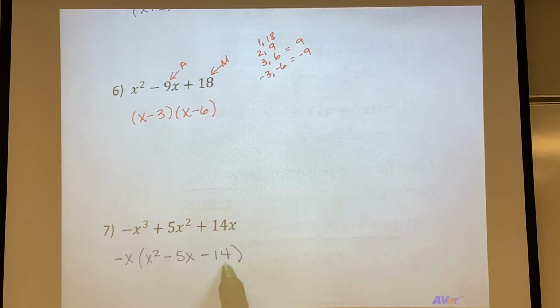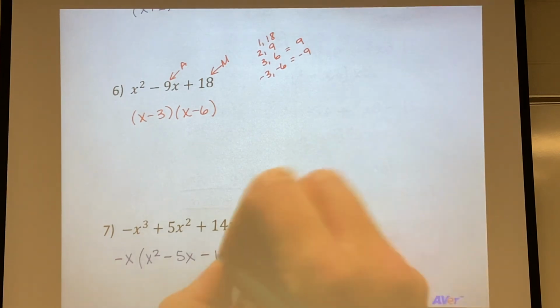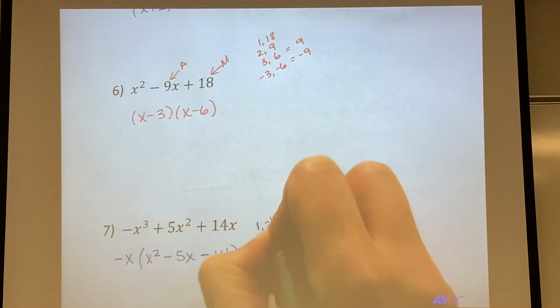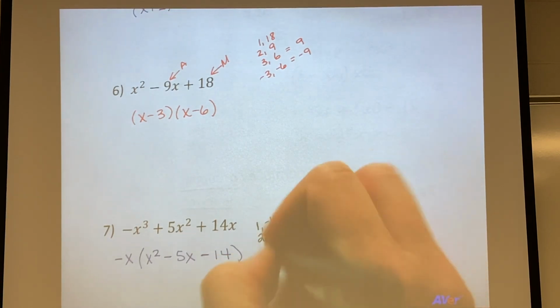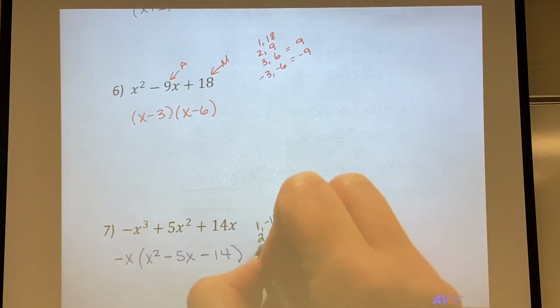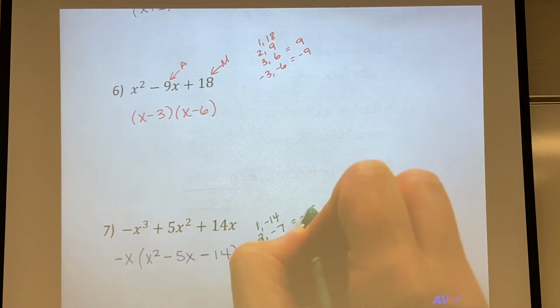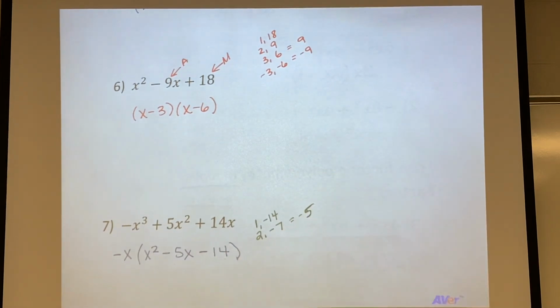Find something that multiplies to get negative 14, adds to get negative 5. So let's say 1 and negative 14, 2 and negative 7, and then 3, 4, 5, none of those go in. So 2 and negative 7 happen to equal negative 5. So those work. So those are the 2 we want to use. So we have x plus 2 and x minus 7. It doesn't matter which order these parentheses go in. So if you wrote x minus 7 first, that's fine, and then x plus 2.